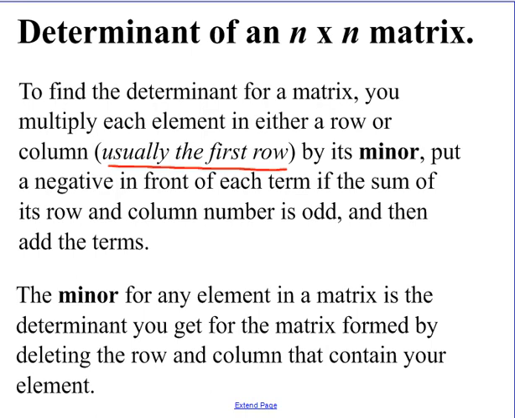Then you put a negative in front of each term if the sum of its row and column numbers is odd, and if not, you put a plus there, and then you add up your terms. And your minor for any element is the determinant you get for the matrix that is made by deleting the row and the column that contain your element. So there's a lot of stuff in here. Let's look at one, and hopefully it will get a little more clear.